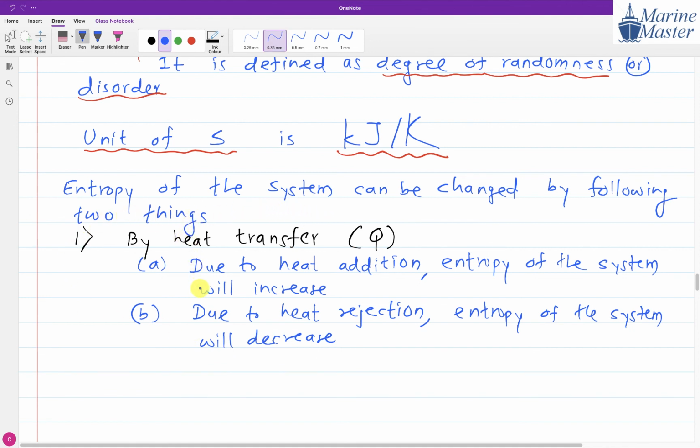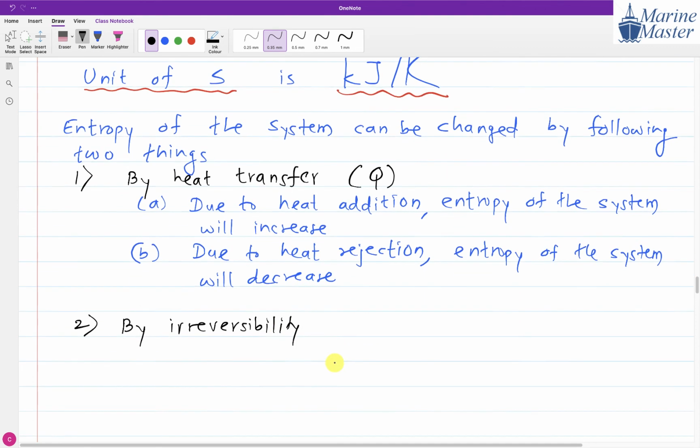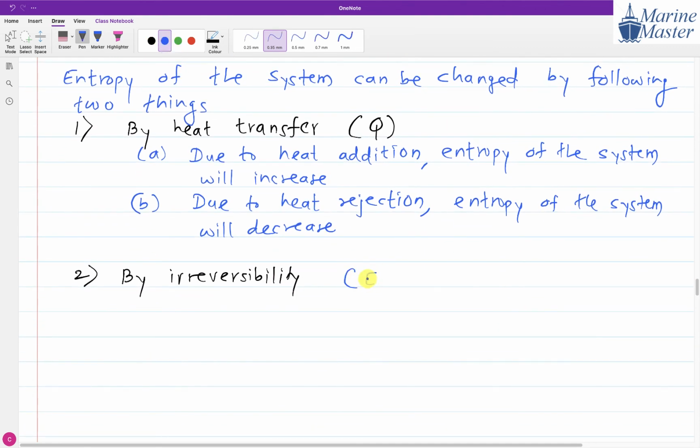So the first way of change in entropy is heat transfer, and the second thing is irreversibility. What is the meaning of irreversibility? Friction. An example of irreversibility is friction. Due to irreversibility, what is going to happen to the entropy of the system? The entropy of the system will increase.